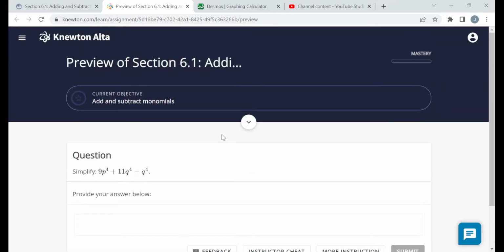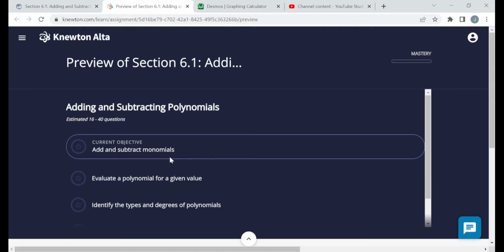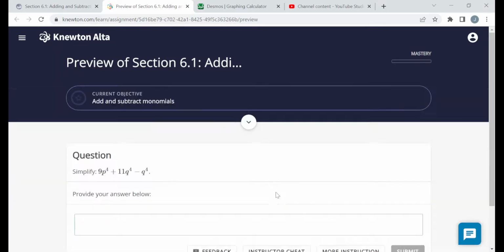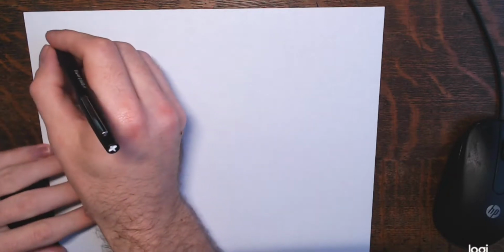Alright, so before I actually get into this objective here, I do want to talk about, you see there's things called monomials and polynomials, and they talk about types and degrees. So before I get into actually adding and subtracting monomials or polynomials, I want to talk about what these things are. Right? So some definitions.